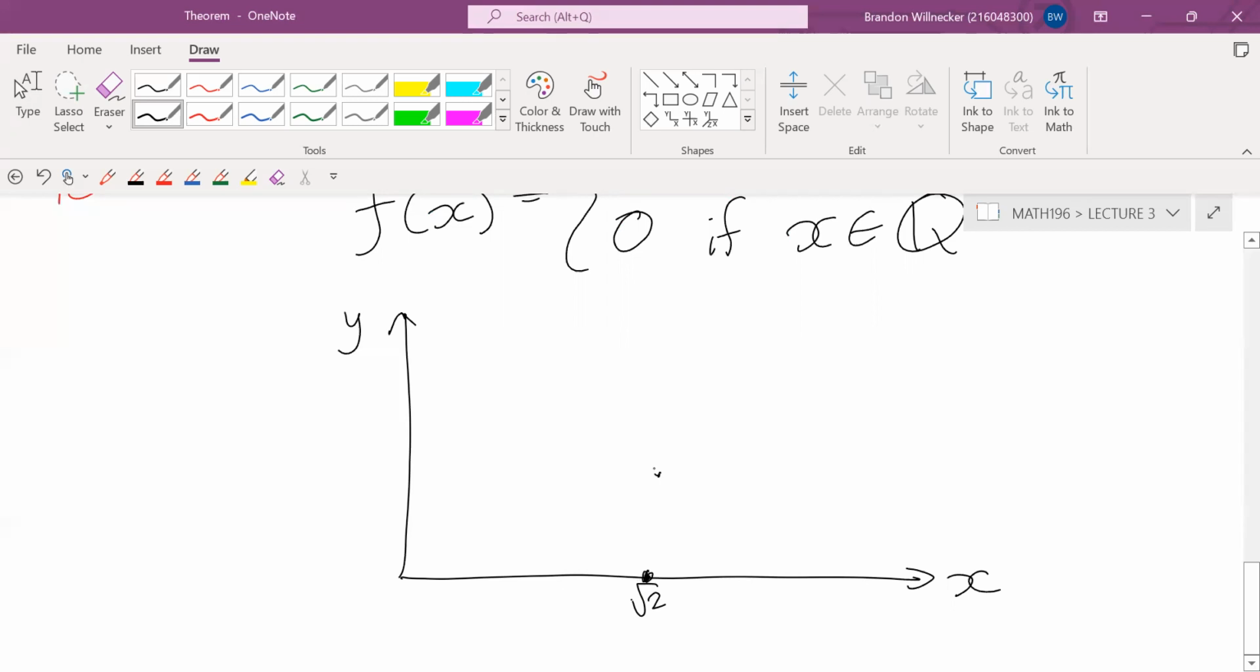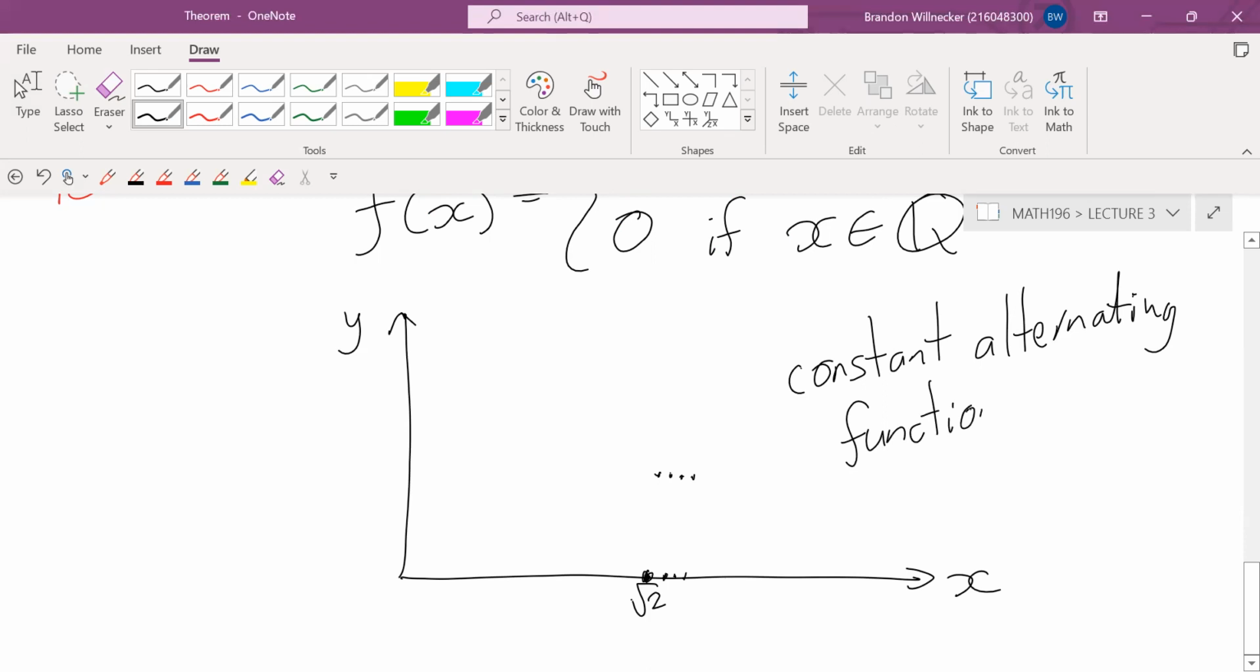But then right next to that could be something irrational again. So it goes down to here and then up there, down here. You see, it constantly alternates. So we have this constant alternating function. So it's never like a constant function for a little bit, and then 0 for a little bit, and then 1 for a little bit. Each individual point is either 0 or 1. So there's no area to this.